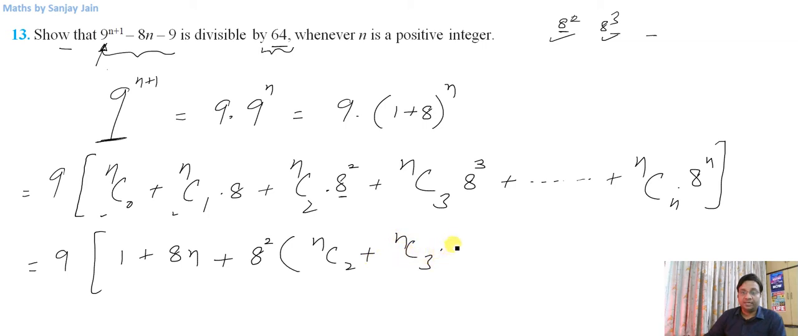I hope you get the idea why I am taking 8 squared as common, because I want to prove it to be divisible by 64. So if I can show it is a multiple of 64, then my job will be done. That is what I am trying to do here. So it will be 8 raised to power n minus 2 here, and then bracket, then I'll close this one. All right.